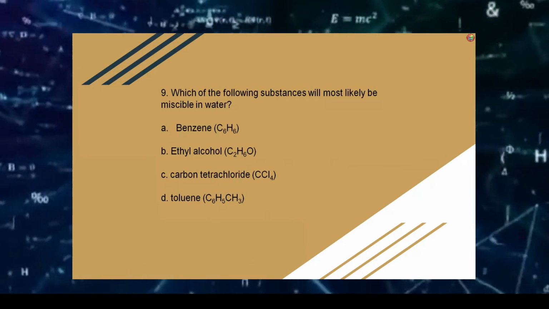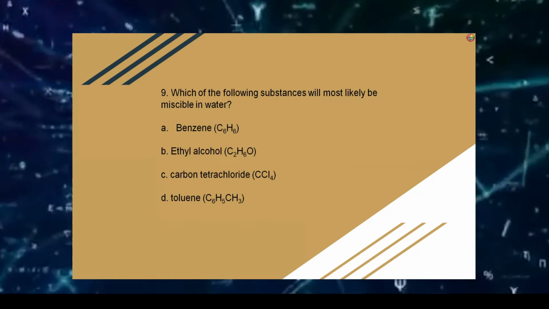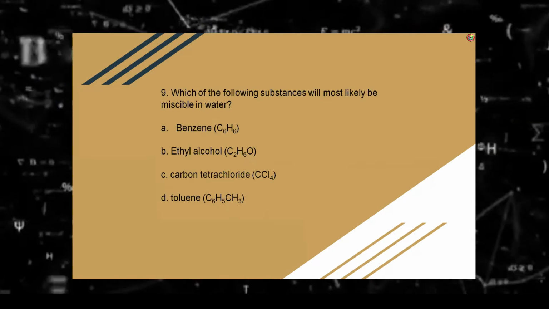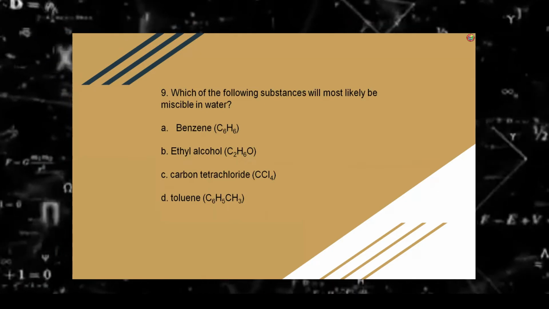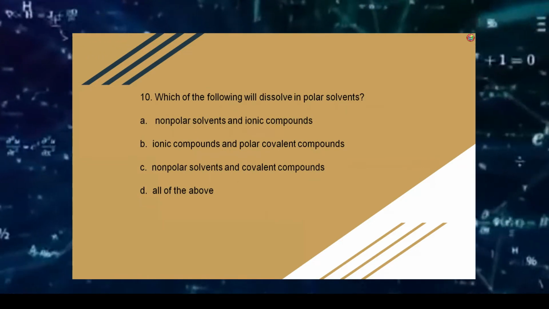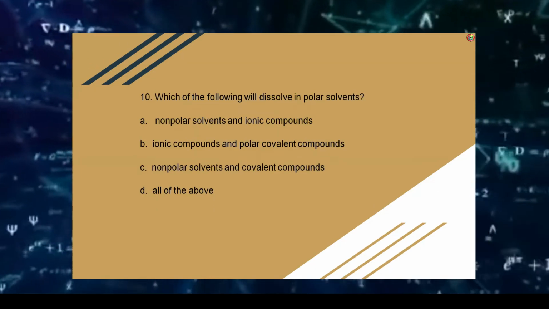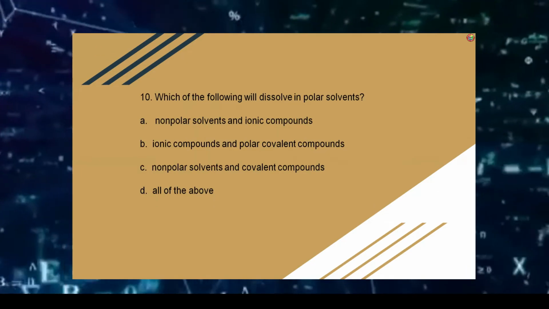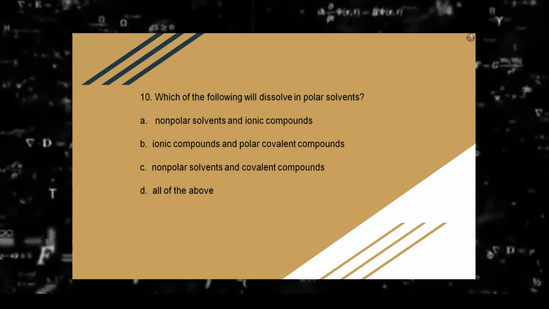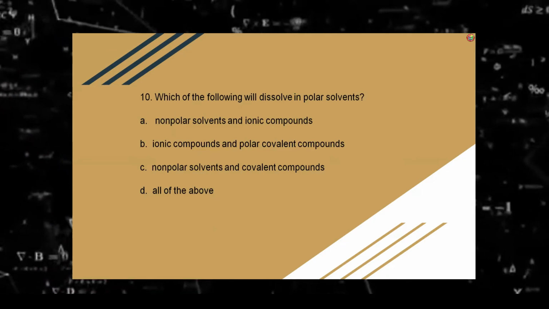9. Which of the following substances will most likely be miscible in water? A. Benzene. B. Ethyl alcohol. C. Carbon tetrachloride. D. Toluene. The answer is letter B. 10. Which of the following will dissolve in polar solvents? A. Nonpolar solvents and ionic compounds. B. Ionic compounds and polar covalent compounds. C. Nonpolar solvents and covalent compounds. D. All of the above. The answer is letter B.